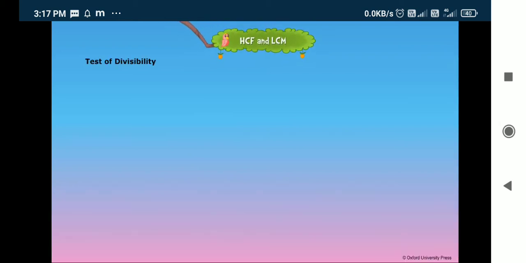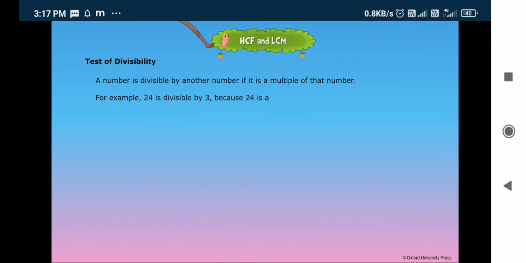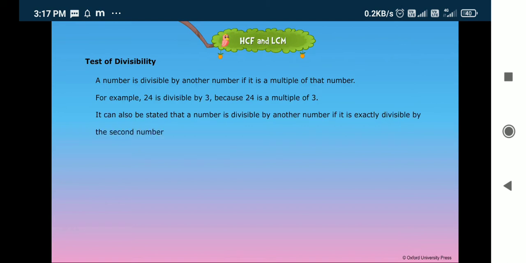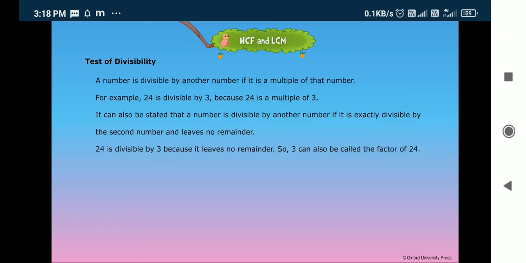Test of divisibility. A number is divisible by another number if it is a multiple of that number. For example, 24 is divisible by 3 because 24 is a multiple of 3. It can also be stated that a number is divisible by another number if it is exactly divisible by the second number and leaves no remainder. 24 is divisible by 3 because it leaves no remainder. So 3 can also be called the factor of 24.